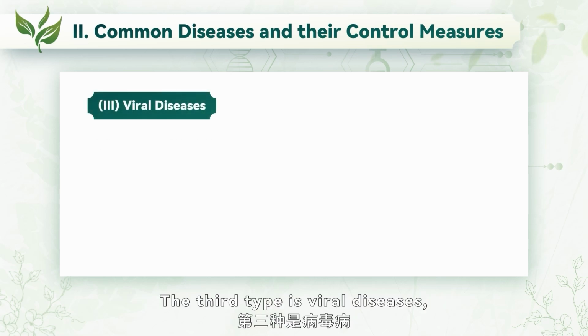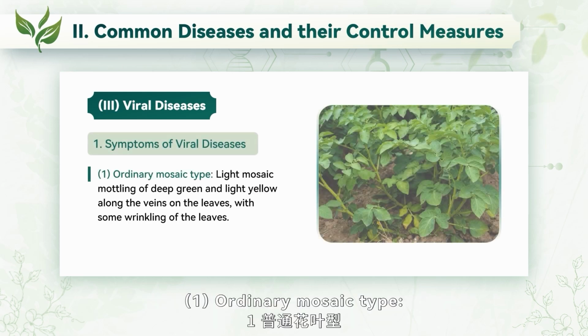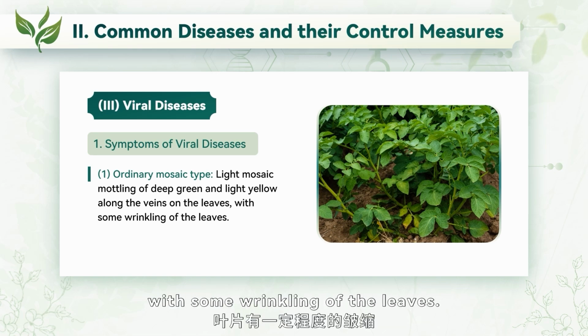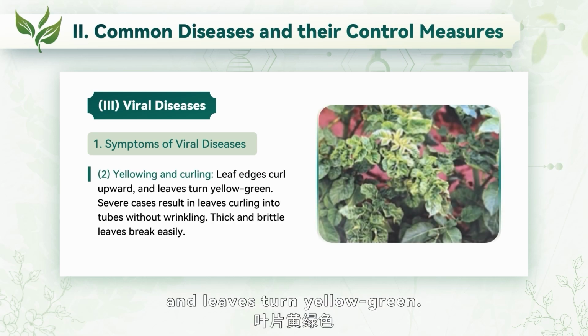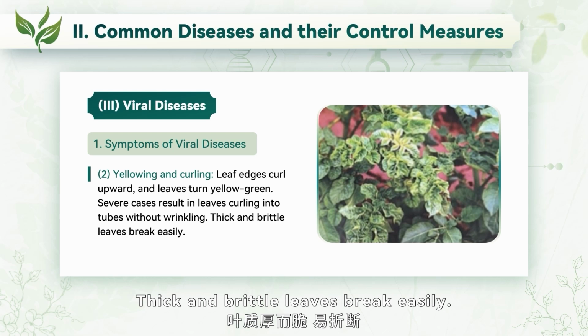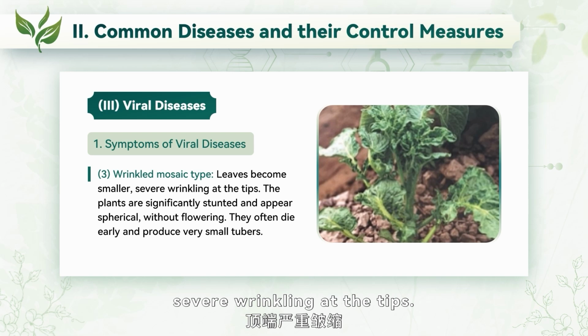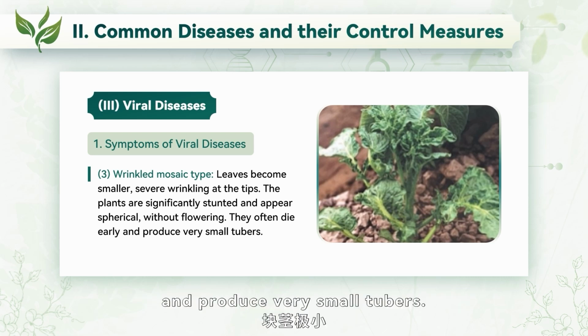The third type is viral diseases, which have three types of symptoms. 1. Ordinary mosaic type: light mosaic mottling of deep green and light yellow along the veins on the leaves, with some wrinkling of the leaves. 2. Yellowing and curling type: leaf edges curl upward, and leaves turn yellow-green. Severe cases result in leaves curling into tubes without wrinkling. Thick and brittle leaves break easily. 3. Wrinkled mosaic type: leaves become smaller, severe wrinkling at the tips. The plants are significantly stunted and appear spherical, without flowering. They often die early and produce very small tubers.